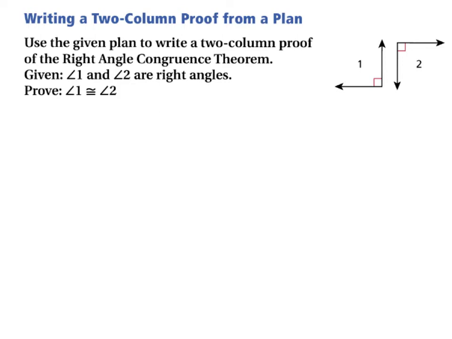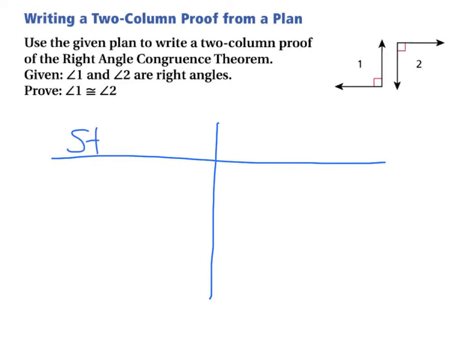Now, once again, what we are doing, we are proving Theorem 2.6.3. So this is what we're talking about when we talk about a theorem. If we can prove a theorem true, then we no longer have to prove it true. We can just use that theorem as our reason. So right now we are proving the Theorem 2.6.3 that we just went over. So let's do our statements and our reasons.